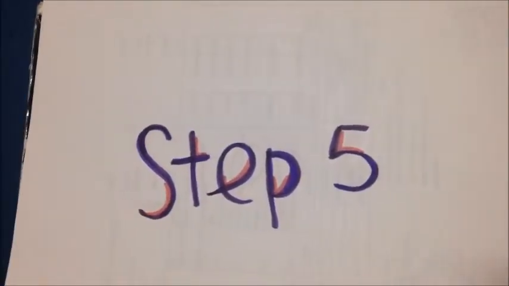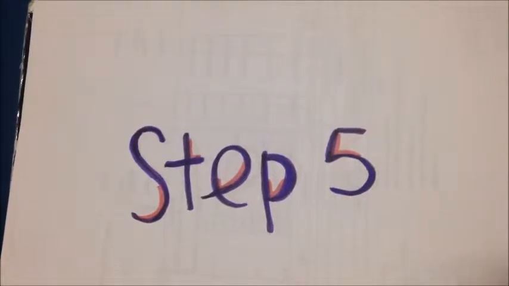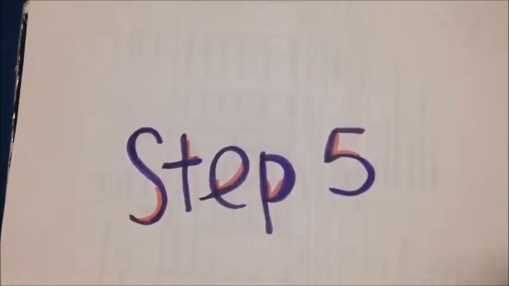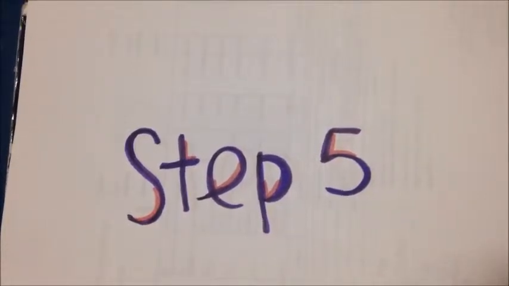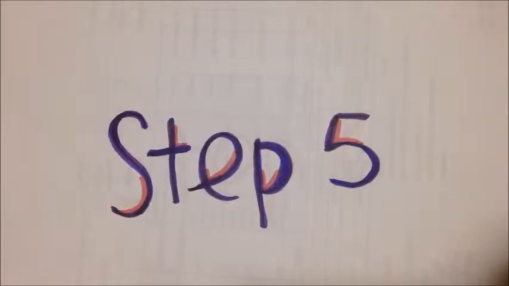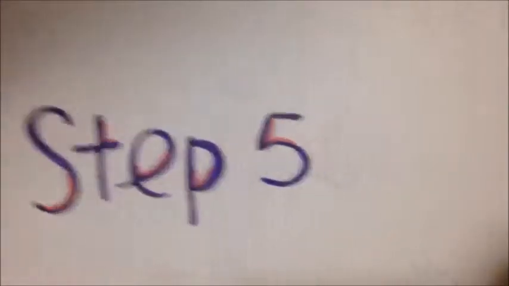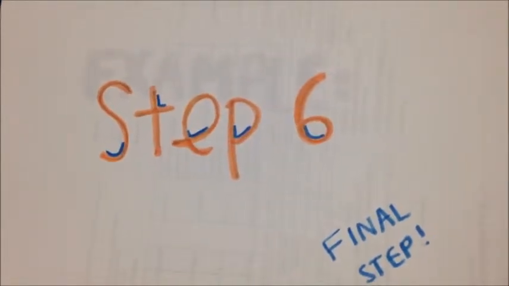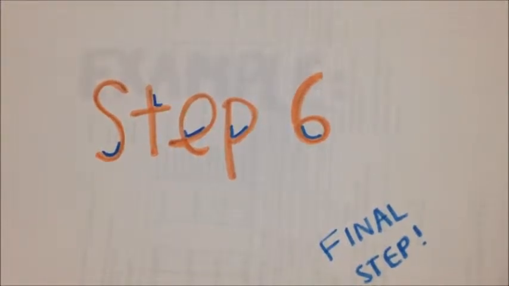Step number 5 is, when different alkyl groups are attached to the same parent structure, place their names in alphabetical order. Do not consider the prefix di, tri, or so on when determining alphabetical order. And the last step, step number 6. Write the entire name using hyphens to separate numbers from words and commas to separate numbers.